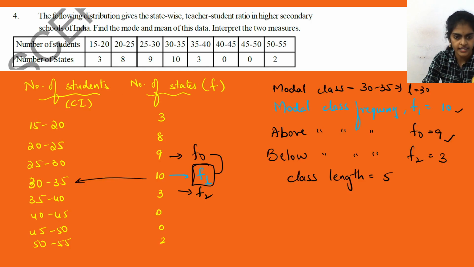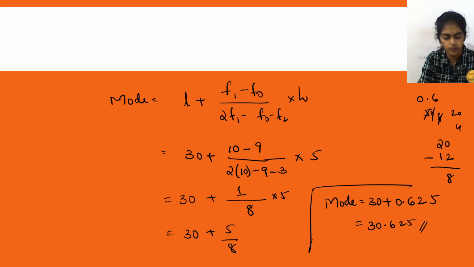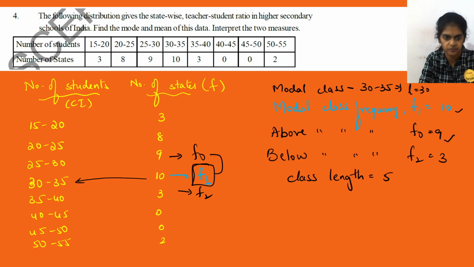So they are asking you to find the teacher student ratio. The mode is 30.625. That means the maximum number of states have a teacher student ratio of 30.625. That means for approximately 30 students you have one teacher. Now you have to find the mean also.